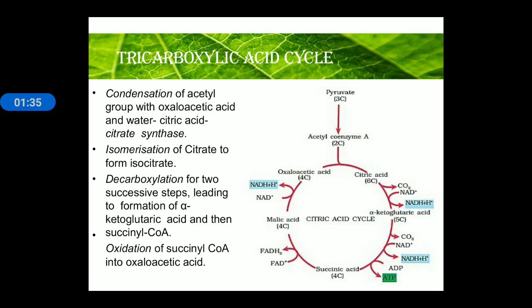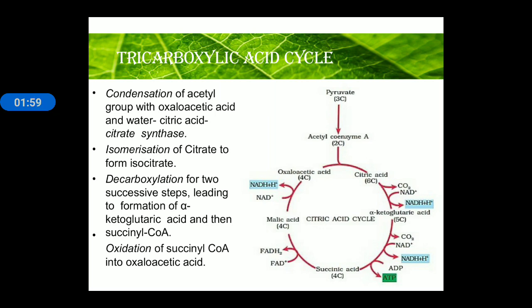This acetyl coenzyme A will enter the Krebs cycle, and it will combine with oxaloacetic acid to form citric acid. Citric acid is converted into alpha ketoglutaric acid. Alpha ketoglutaric acid is converted into succinic acid, and succinic acid is further converted into malic acid, and malic acid at the end will again form oxaloacetic acid.